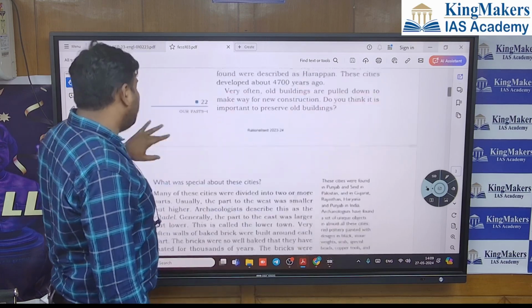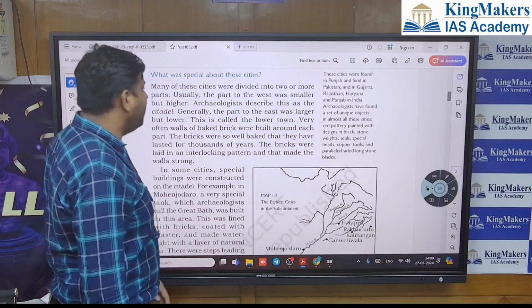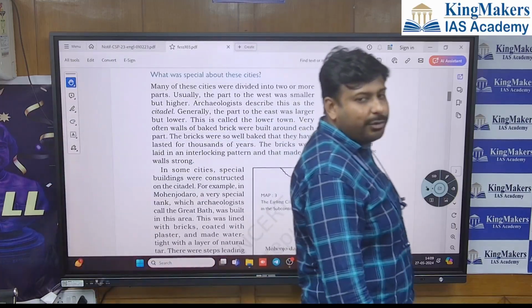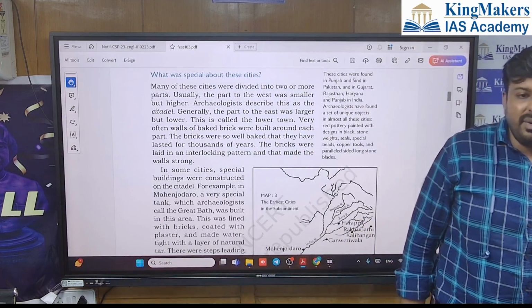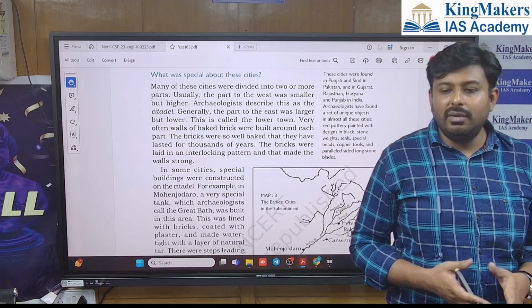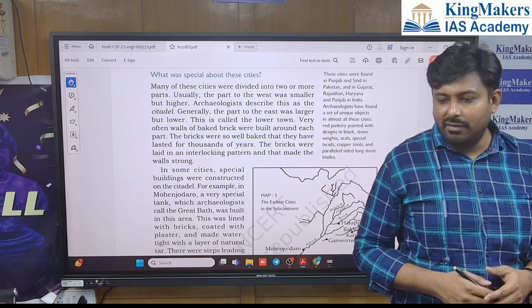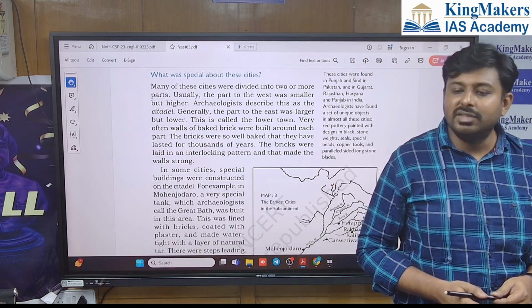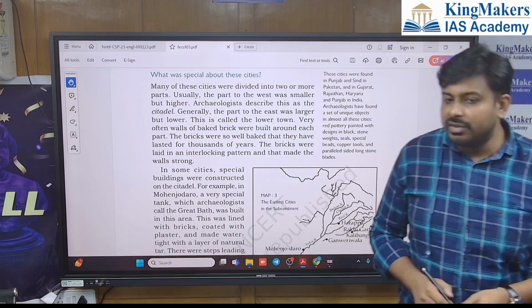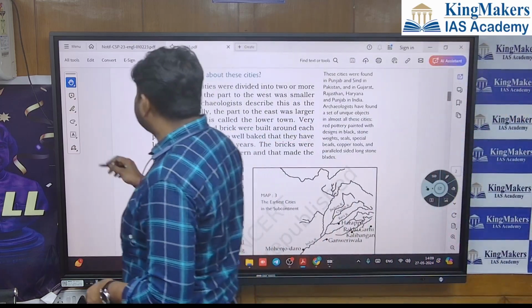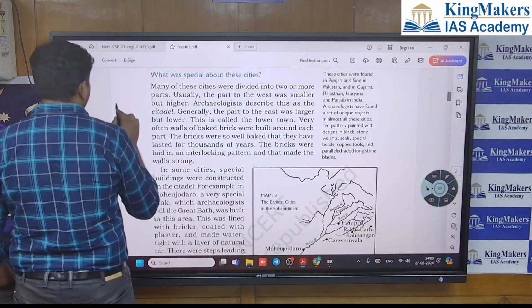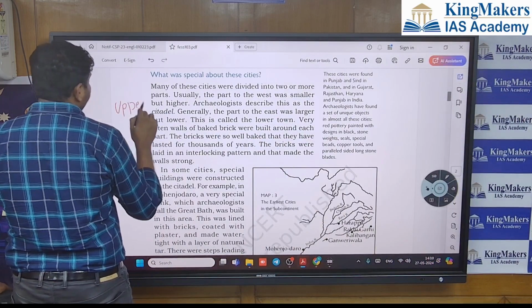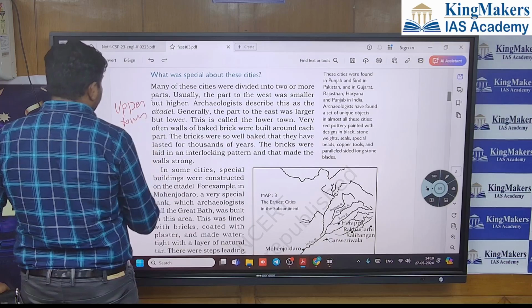So let's see more of what was special about the cities. The city was divided into two. There was a lower town and an upper town. The lower town is where normal people would live. The upper town is where maybe rich people and administrators lived. The upper town is called a citadel.